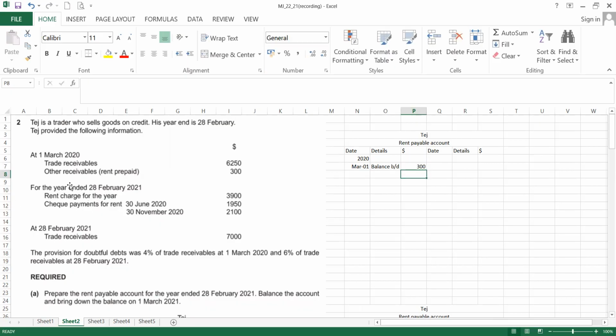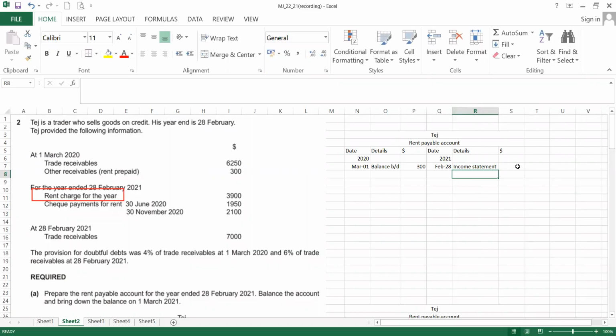Okay, now the next is rent charge for the year. For the year means 1 year. This is the income statement amount. This is an expenses account. Expenses account to the income statement is on the credit side. So 2021, February 28, income statement, 3900.